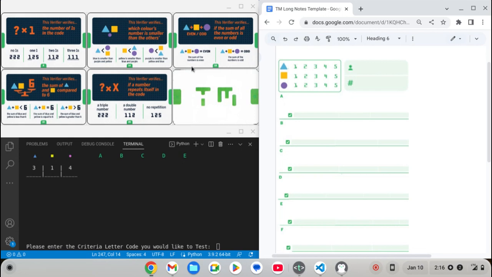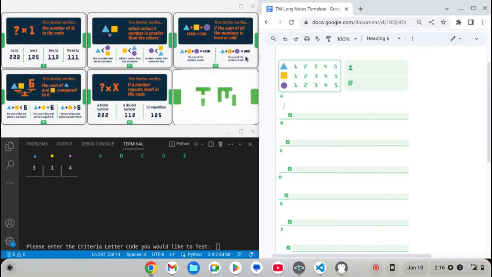Criteria card B will take a look at our 3 digits, triangle, square, and circle, and the Turing machine will let us know which one is the absolute smallest. Should triangle be the smallest? Should square be the smallest? Or should circle be the smallest? Criteria card C again takes a look at our 3 digits, triangle, square, and circle, but this time the Turing machine will add up the 3 digits and will let us know whether the sum total is an even quantity or an odd quantity.